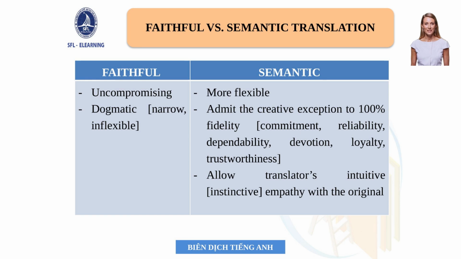Sometimes faithful translation and semantic translation are really confusing, not easy to distinguish. However, when we compare the two methods, we can see that they are quite different from each other. Faithful translation is rigid, adhering strictly to the source text, while semantic translation offers flexibility, allowing creative exceptions to full fidelity. It permits the translator's intuitive empathy with the original, balancing aesthetic value and meaning. This approach is crucial for expressive texts, where unusual structures and metaphors are prevalent.